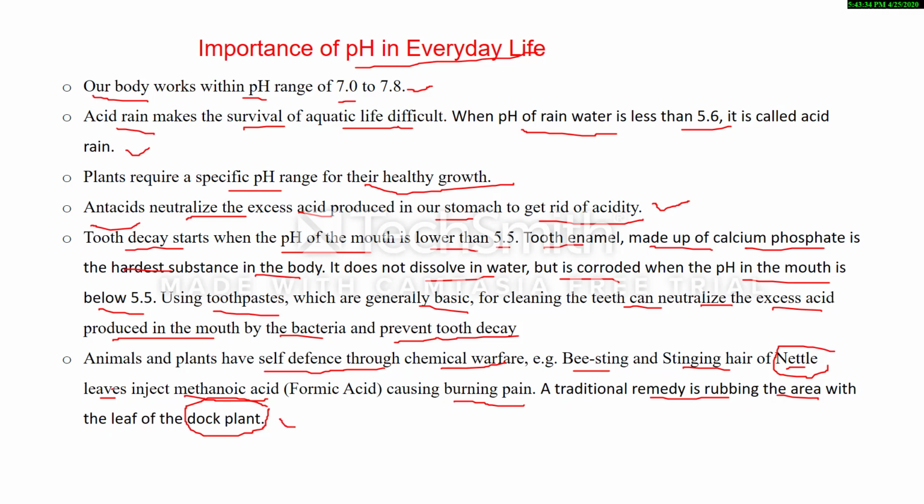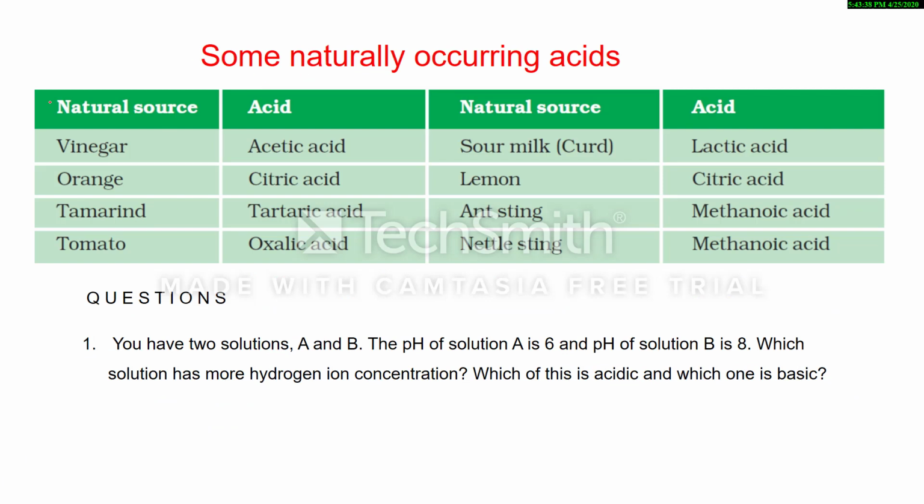So these are the importance of pH in our daily life. Now just see naturally occurring acids. Vinegar we use in the kitchen contains acetic acid. Orange, citric acid. And again see lemon, this is also citric acid. Its fruits are also known as citrus fruits. Tamarind contains tartaric acid. Tomato, oxalic acid. Sour milk or curd, lactic acid. Ant sting is called methanoic acid. And nettle sting also contains methanoic acid.